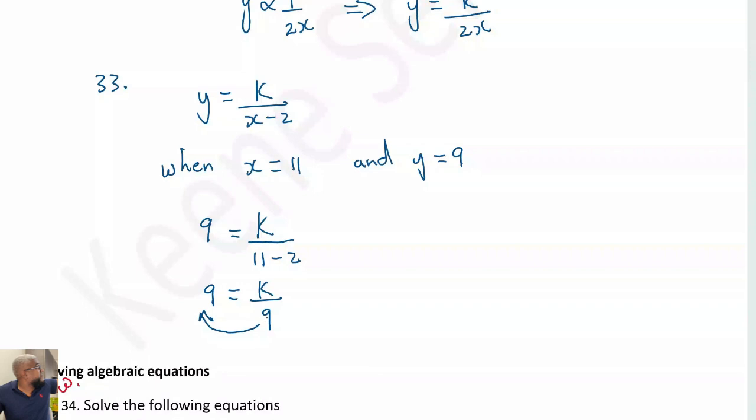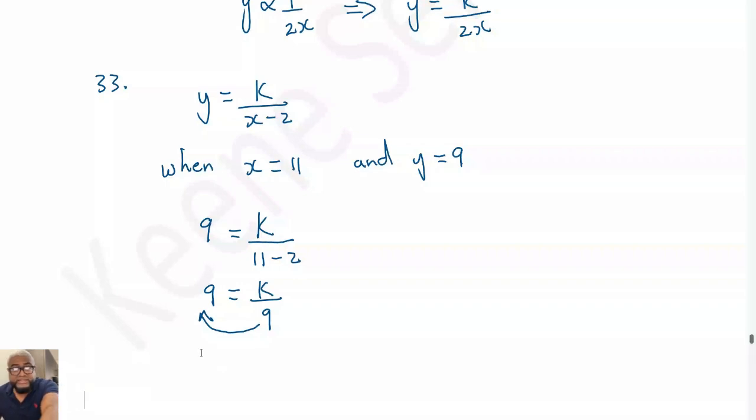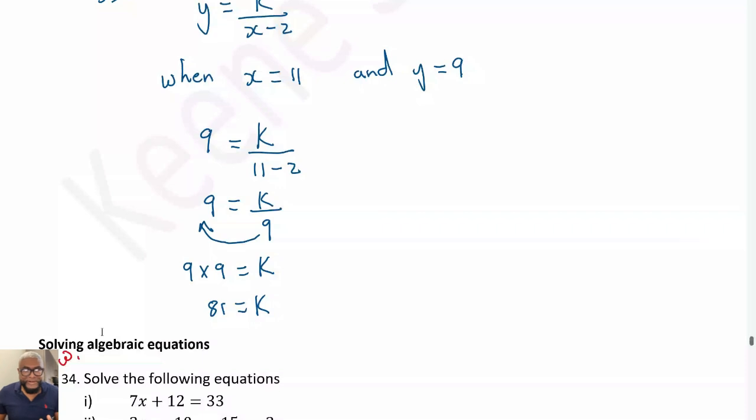It's being divided here. So the opposite of division is multiplication. So that will be 9 multiplied by 9 is equal to k. That will be 81 is equal to k, right? Okay, we good here.